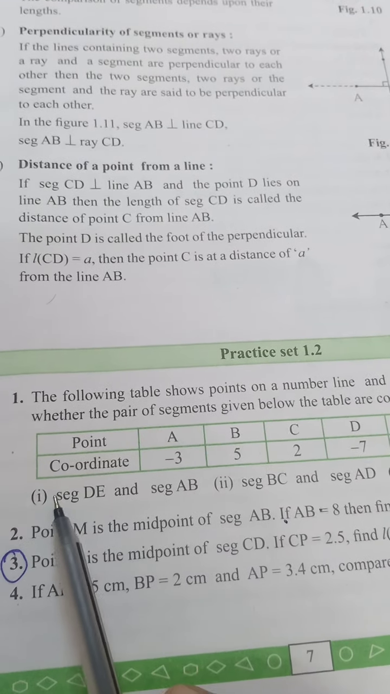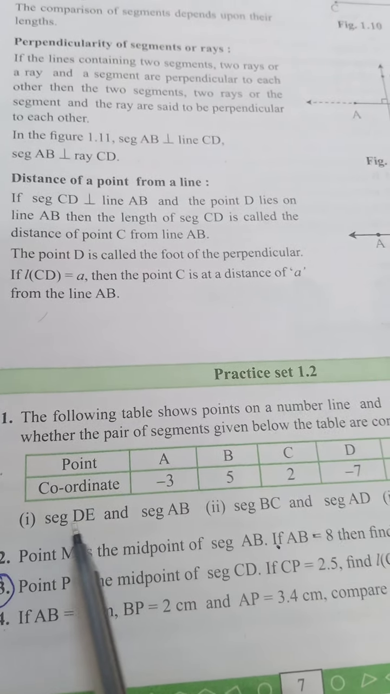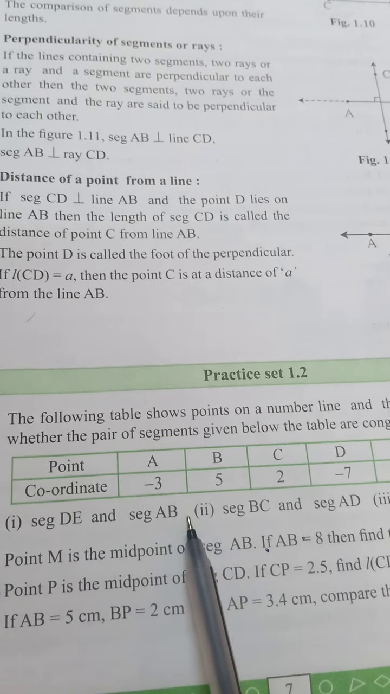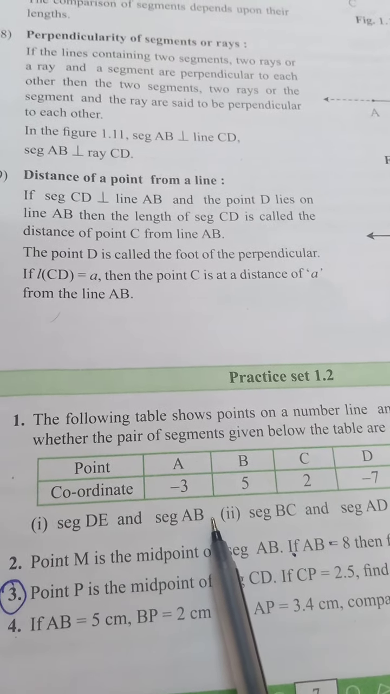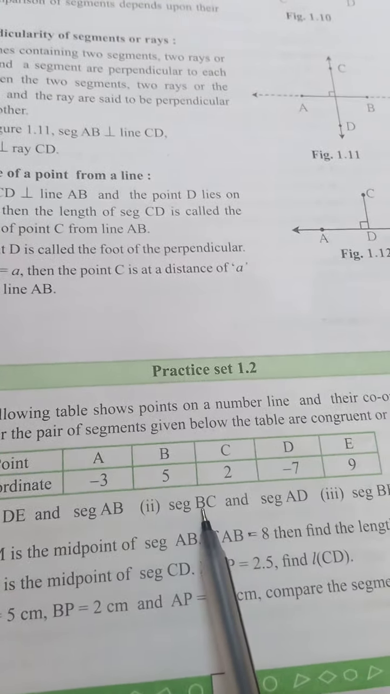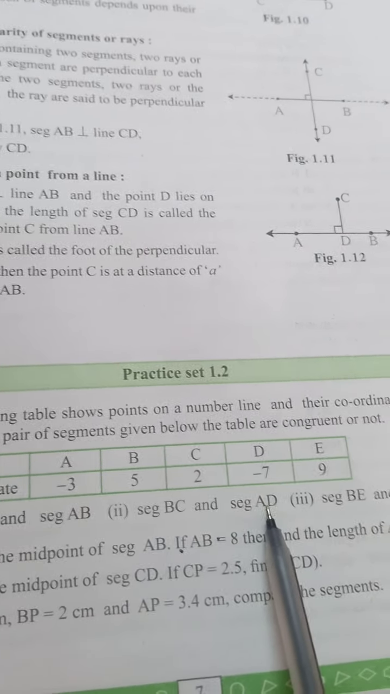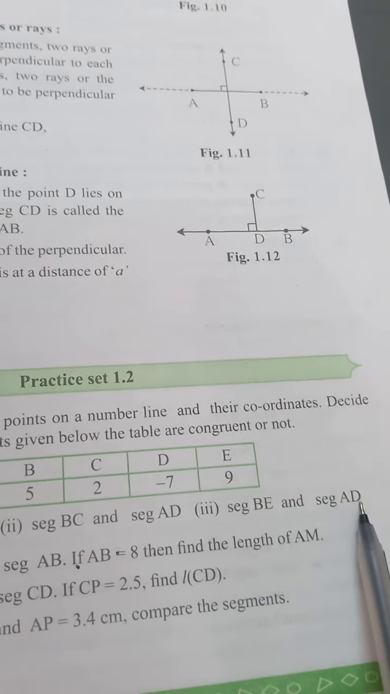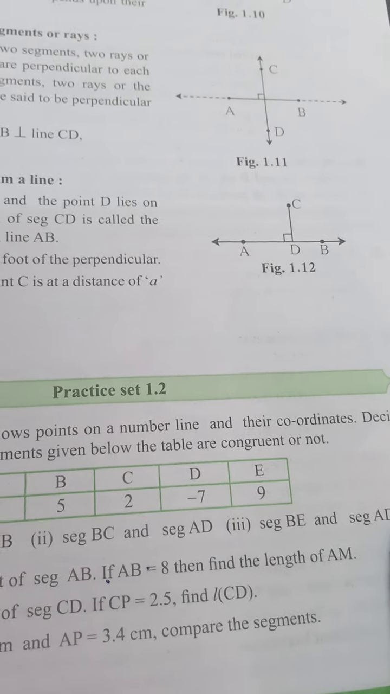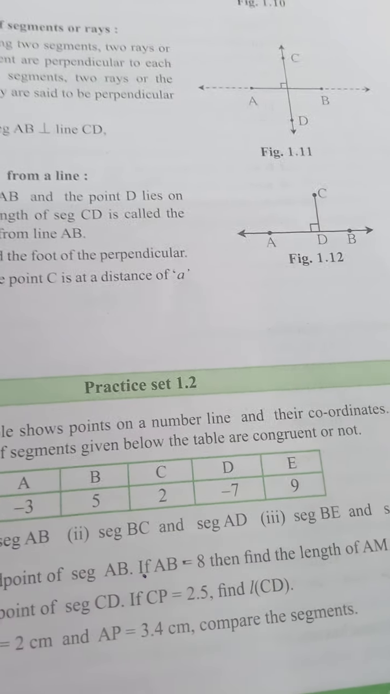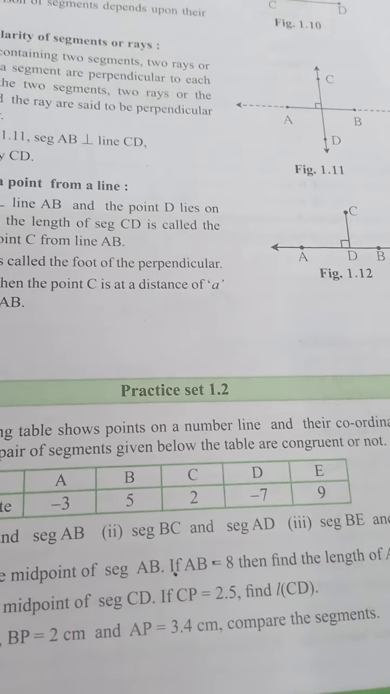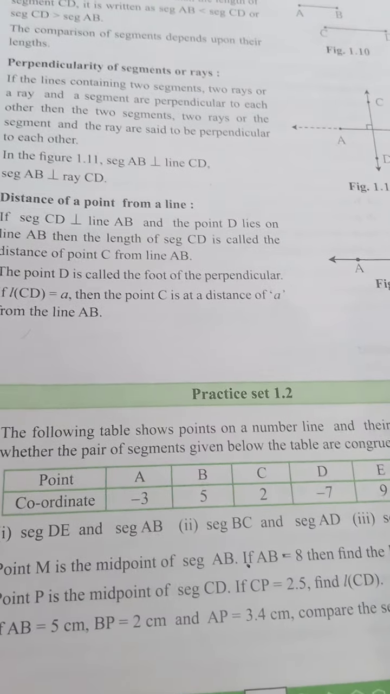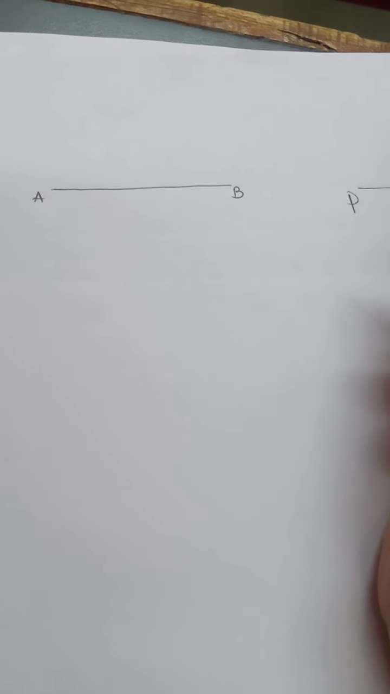For example, if we take the first sub question, we have to decide whether segment DE and segment AB are congruent or not. Same here, we have to decide segment BC and AD, and segment BE and AD. We have to decide whether they are congruent or not. We will see how we can decide it and how we can prove whether they are congruent or not. Now before starting with the actual solution, I will give you one example.